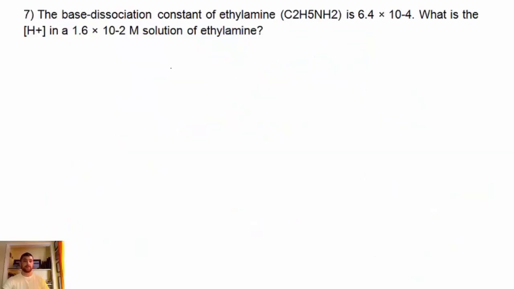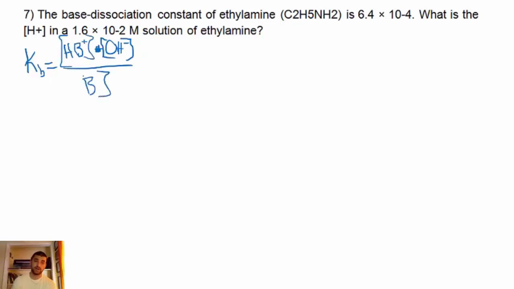All right, 7. The base dissociation constant of ethylamine is this number. What is the H plus concentration and a concentration of that for ethylamine? All right, so first thing that we're going to want to do is figure out, well, Kb, right? Because they gave us the Kb, so what's the expression? Well, I'm just going to use a generic one. Ethylamine, it's a base, so I'm going to say that it's the base's conjugate acid plus OH minus, times OH minus, all over the amount of base that we have still.